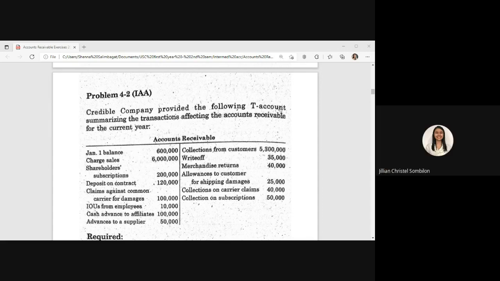And the total would be 5,400,000, sir. Then after that, you will get the accounts receivable for December 31: 6,600,000 minus 5,400,000, sir, is equal to 1,200,000. Okay. Thank you.